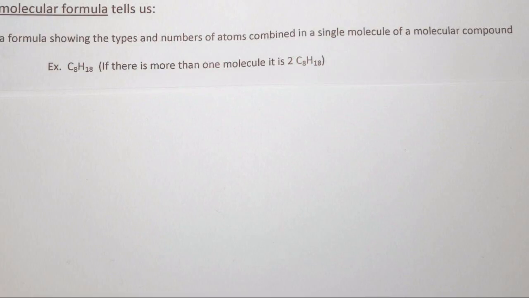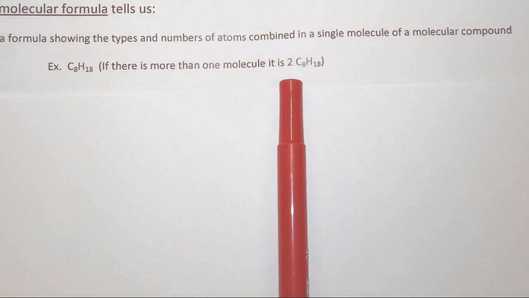An example would be like C8H18. That represents the atoms combined to make one molecule. If there would be two molecules, we indicate that by putting the number out in front.